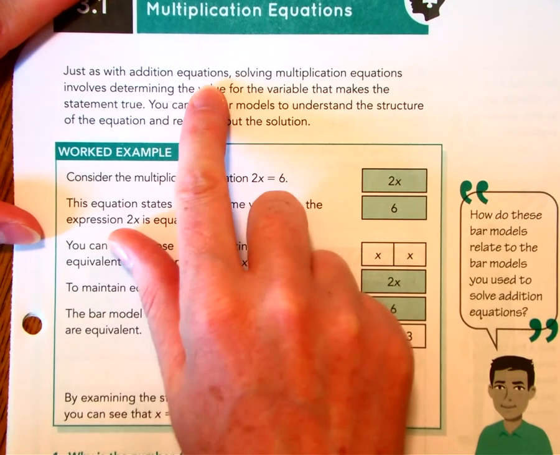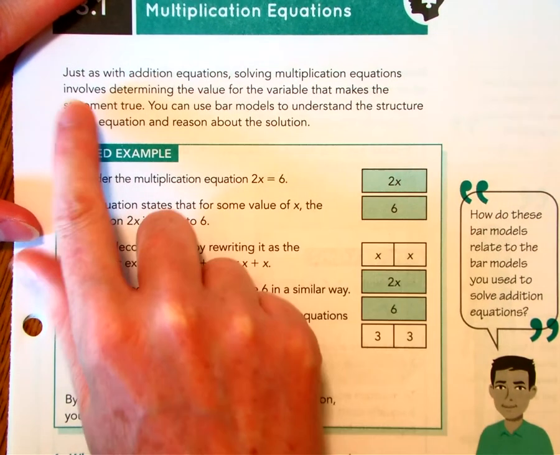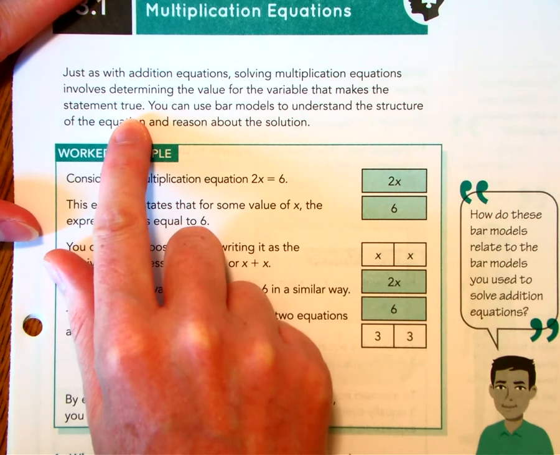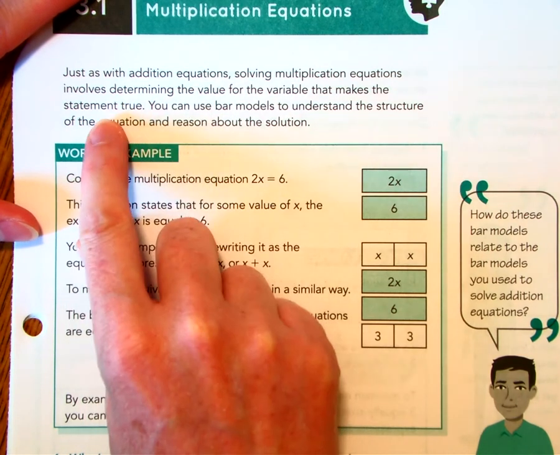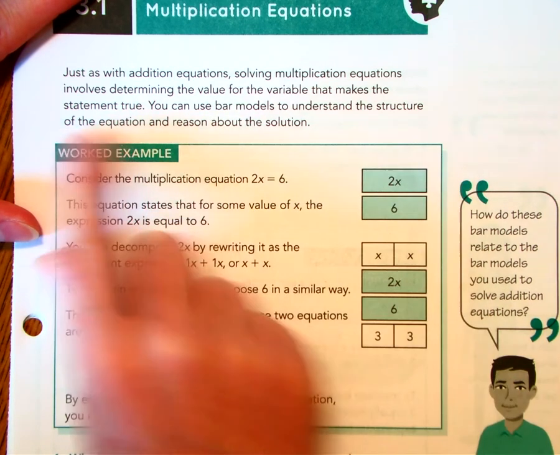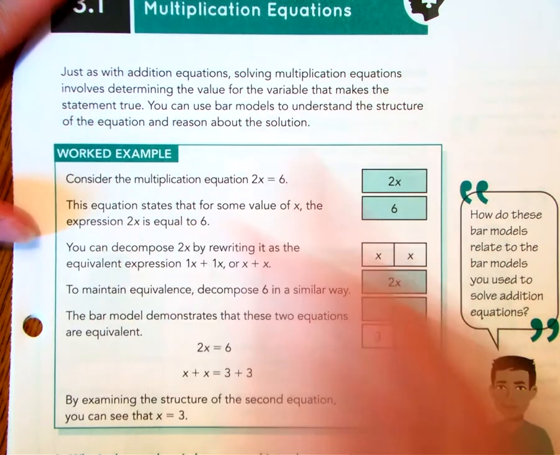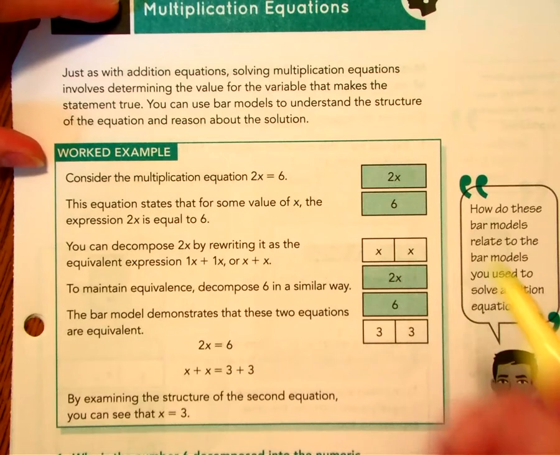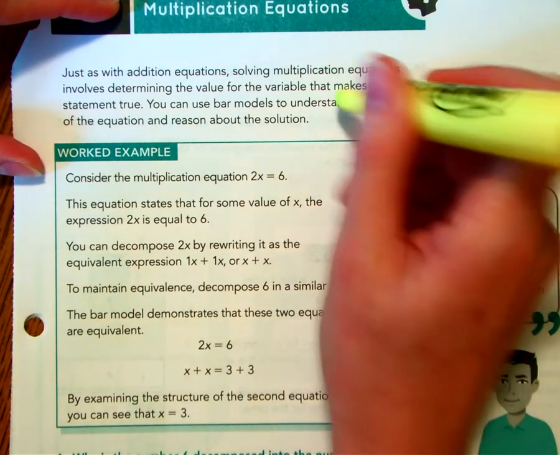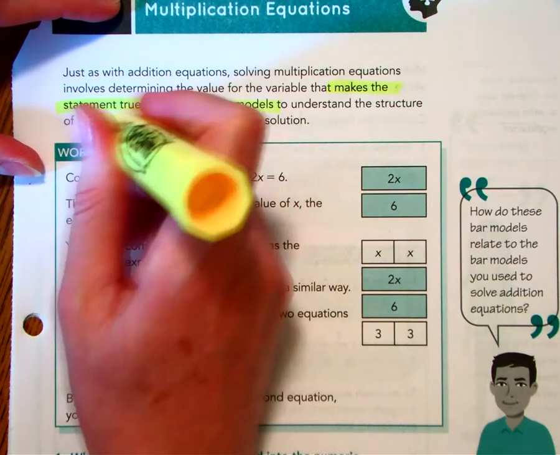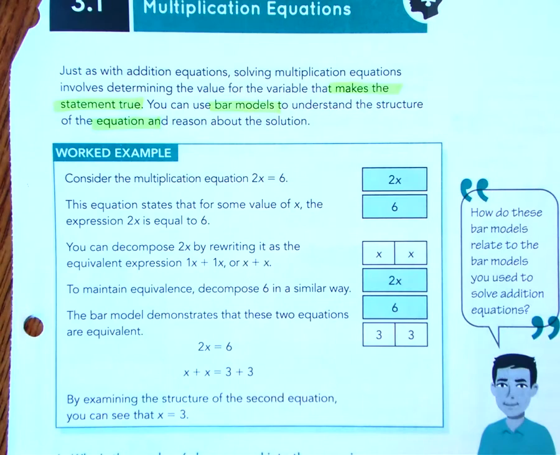Just as with addition equations, solving multiplication equations involves determining the value for the variable that makes the statement true. Remember, when it's an equation, you want to make the statement true with the value of the variable. You can use bar models to understand the structure of the equation and to reason about the solution. So, some important vocabulary in there. We want to make the statement true. We're working with bar models, and we're working with equations.